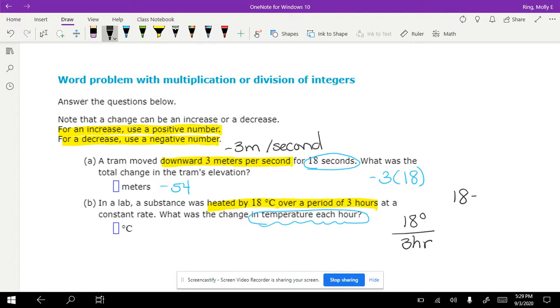Division of 18 divided by 3 is also written as a fraction. And actually, we will see it written as a fraction most of the time here in intro. So I would take 18 divided by 3. 18 divided by 3 is 6. The same rules apply. If they're both positive, my answer is positive.